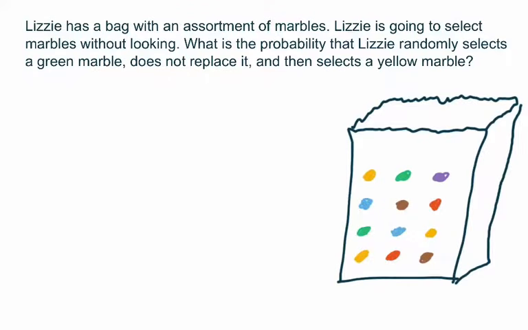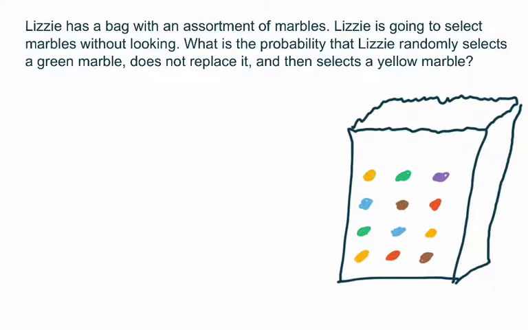Let's check out this probability. It says Lizzie has a bag with an assortment of marbles. Lizzie's going to select marbles without looking. What is the probability that Lizzie randomly selects a green marble, does not replace it, and then selects a yellow marble? All right, so we're going to use the same method.